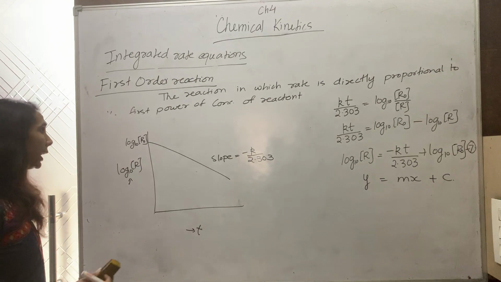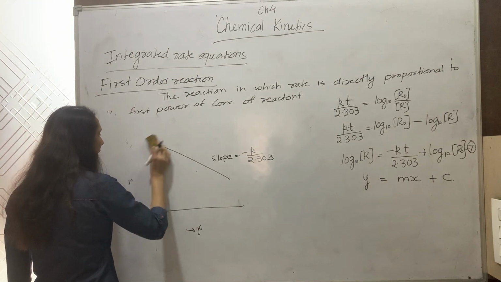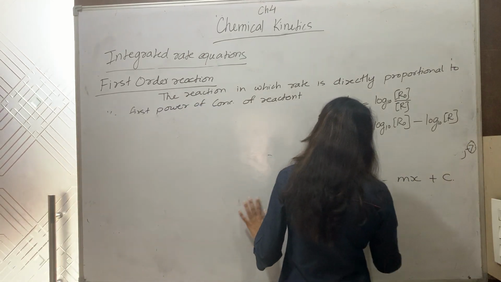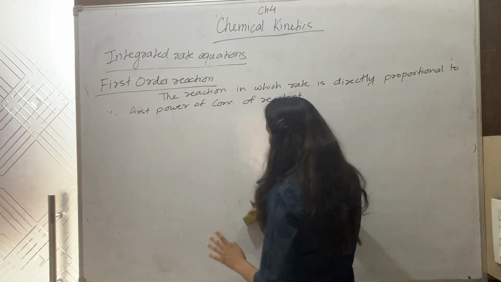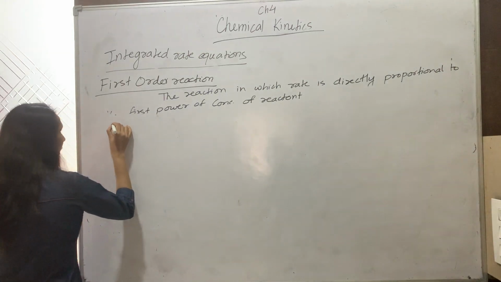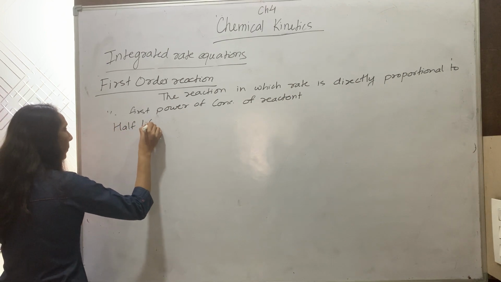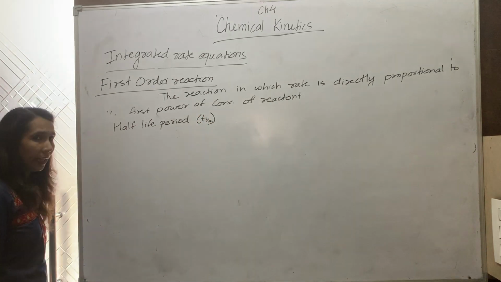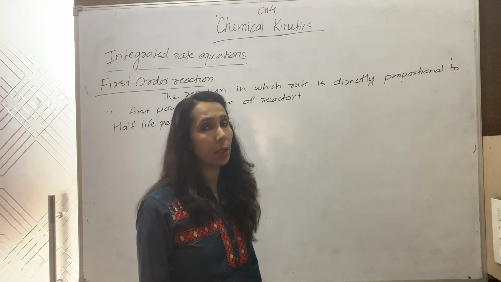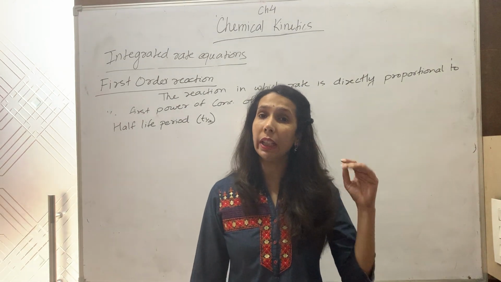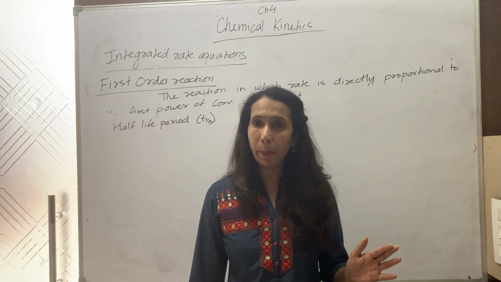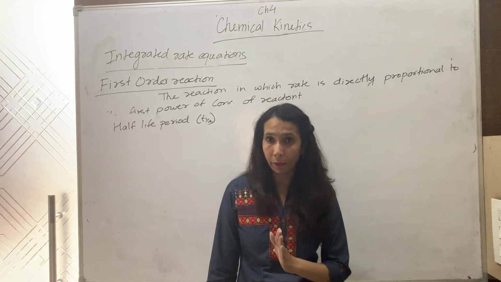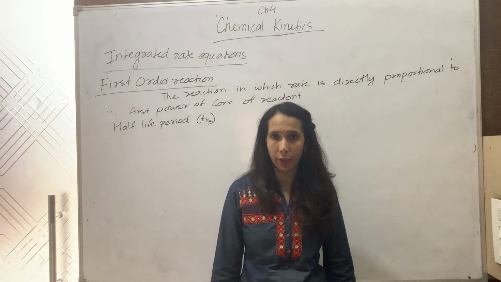Now, as we have done for the zero order reaction, we will be doing the half-life period for first order reaction. We know what a half-life period, T half, is: the time in which the concentration of the reactant becomes half of the initial concentration. Again I am repeating, time in which the concentration of the reactant becomes half of the initial concentration.